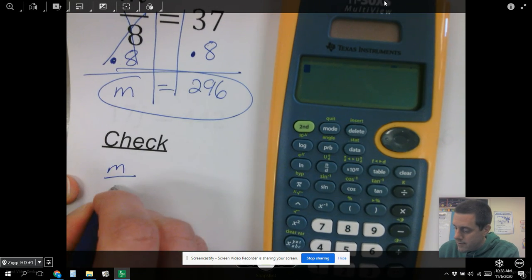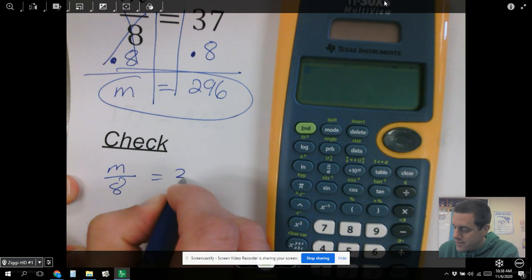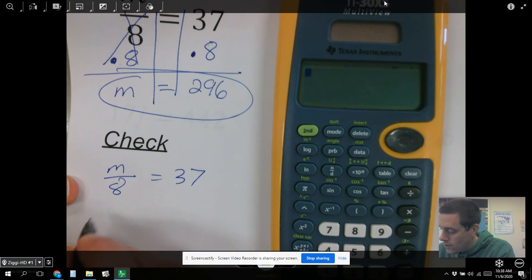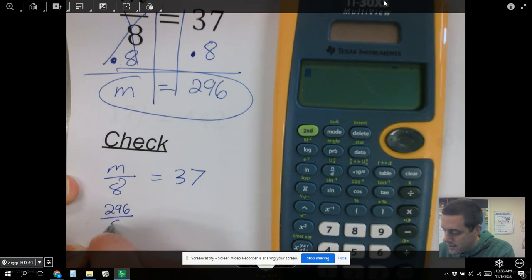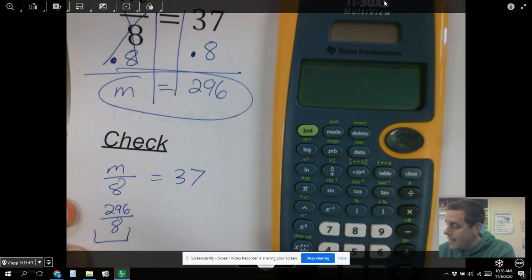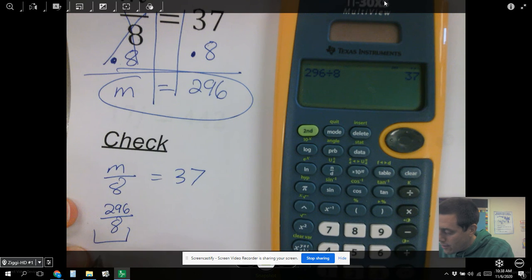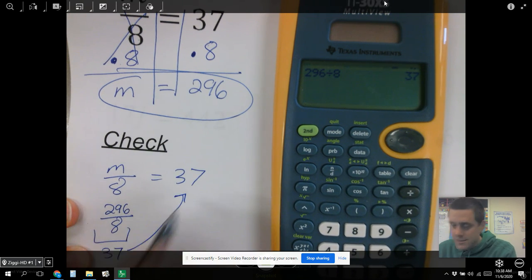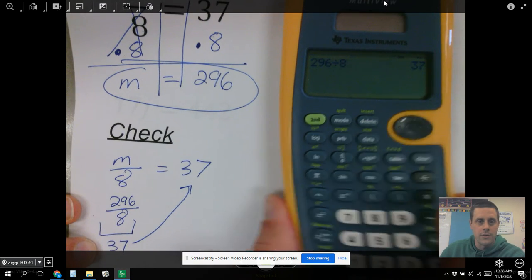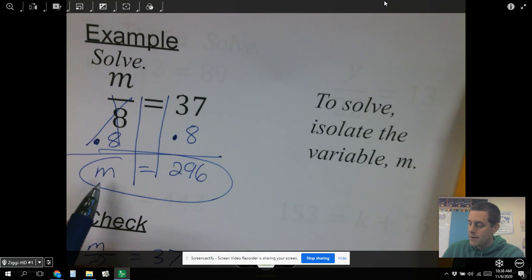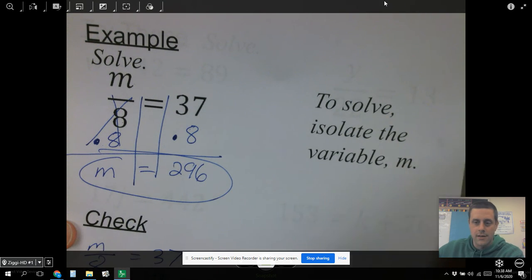Instead of m over 8 equals 37, we're going to substitute that m with a 296. So I'm dividing 296 by 8. 296 divided by 8 gives me 37, which is the value we're looking for in our equation. So the solution, the equation is true when m equals 296.